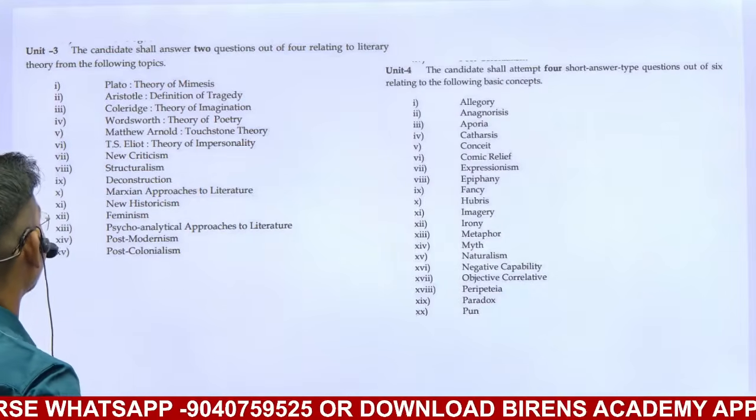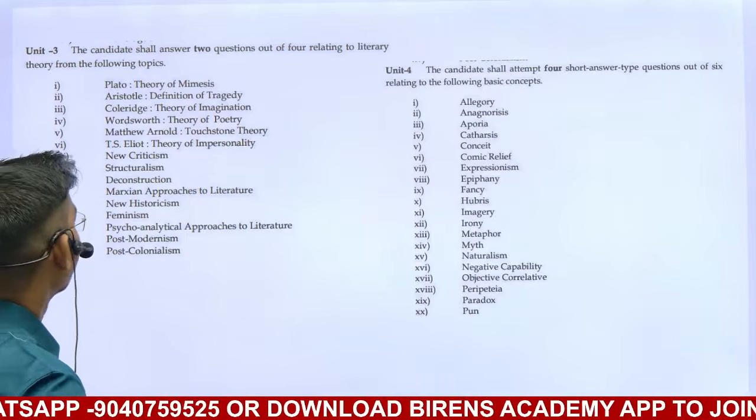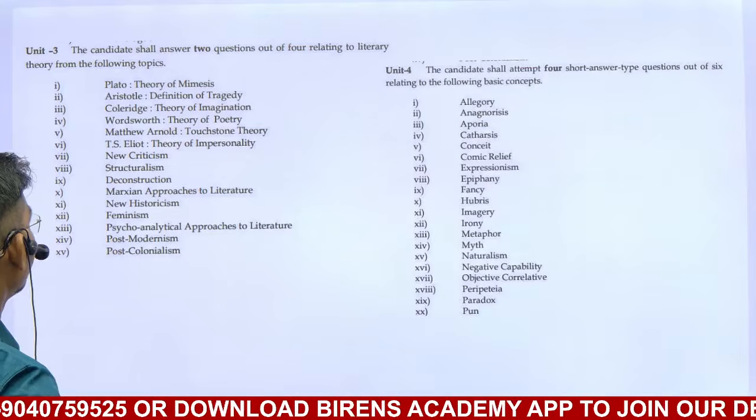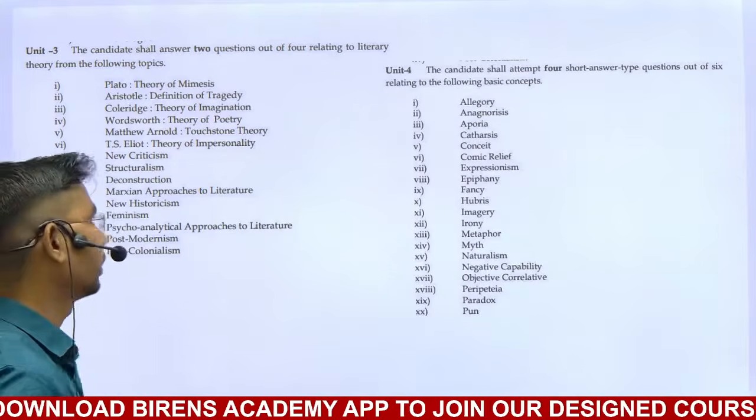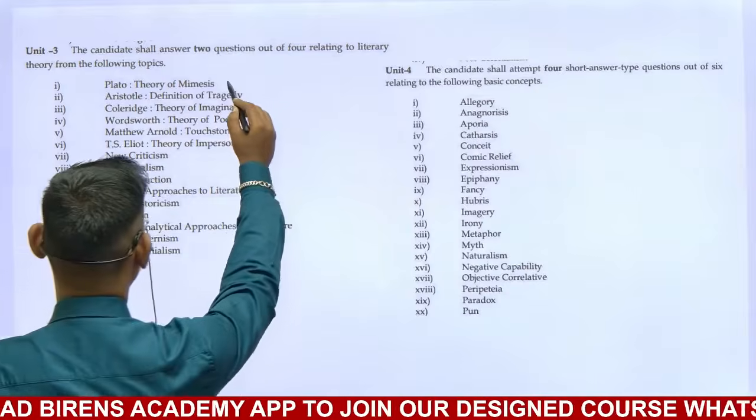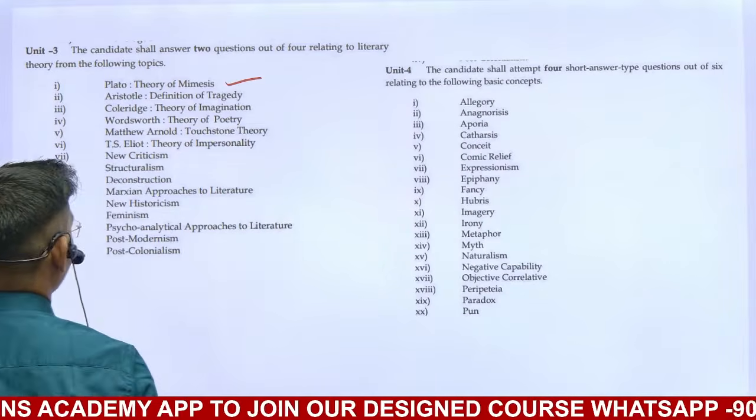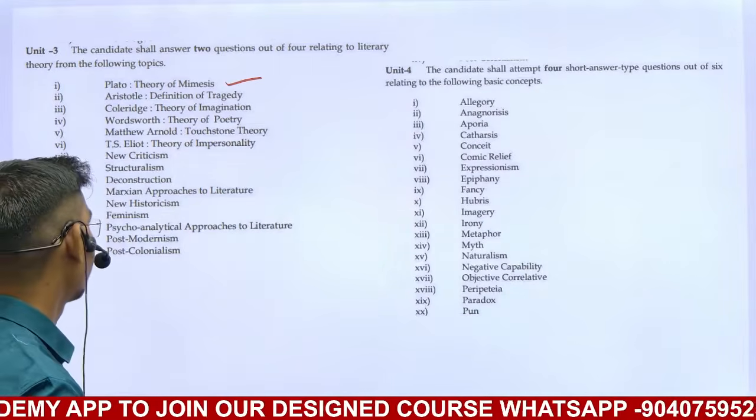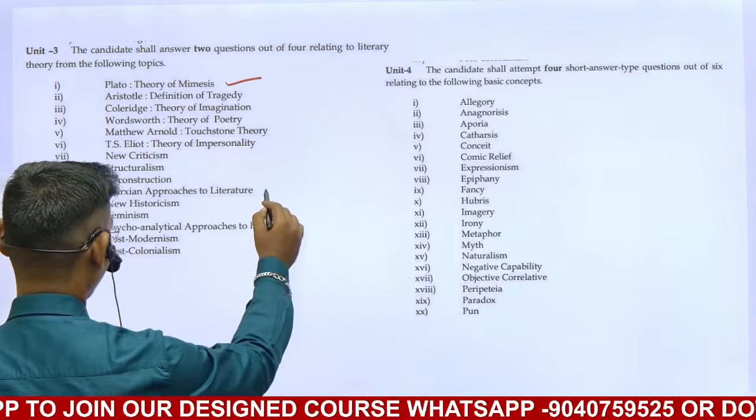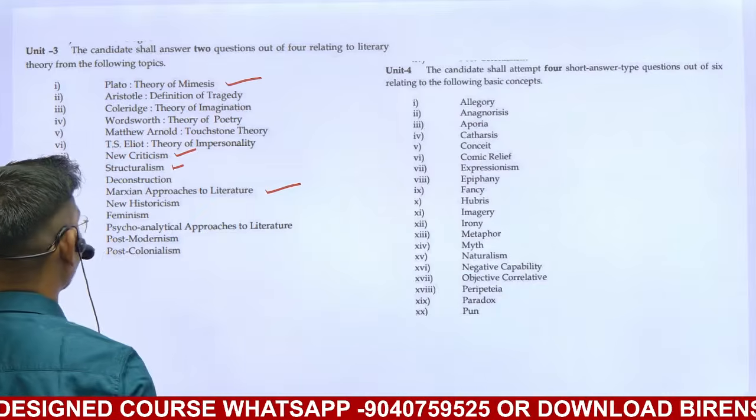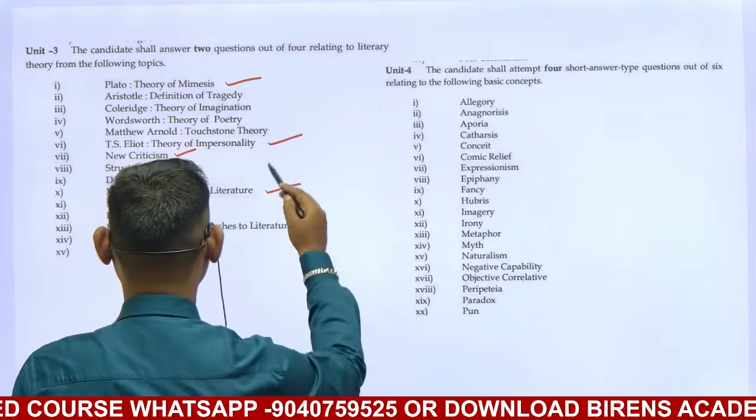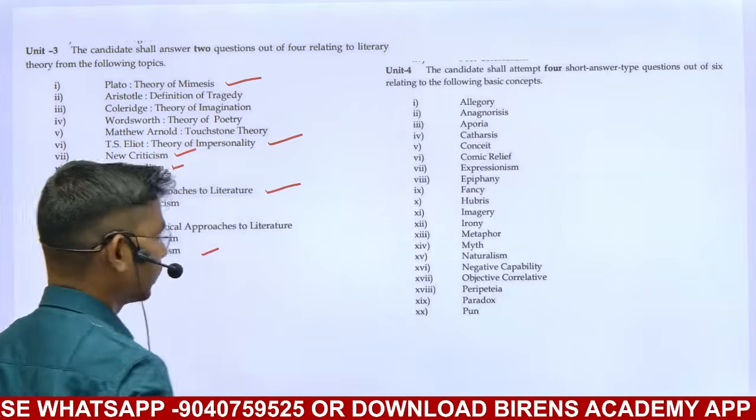Then the next unit, the third unit, is about the literary theories. We'll discuss the literary theories, which begin with Plato's theory of mimesis, and the definition of tragedy by Aristotle. Then the Marxist approaches to literature, structuralism, new criticism, theory of impersonality, post-colonialism, everything.